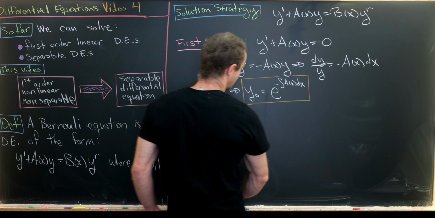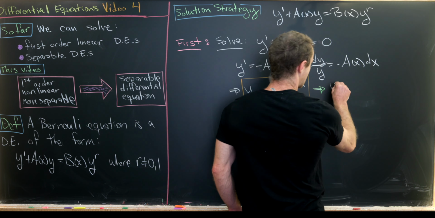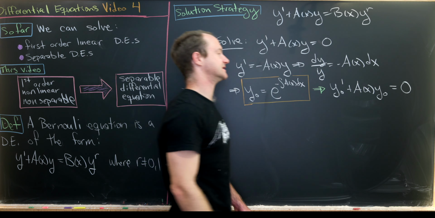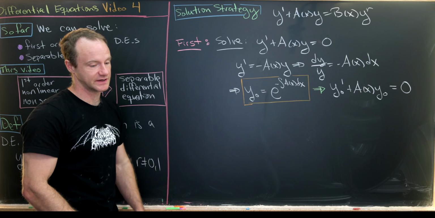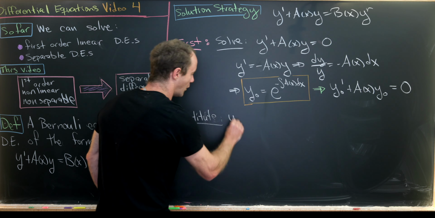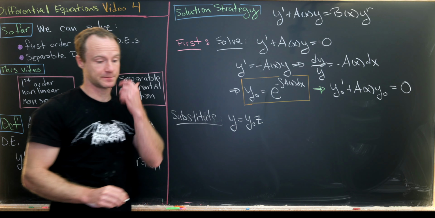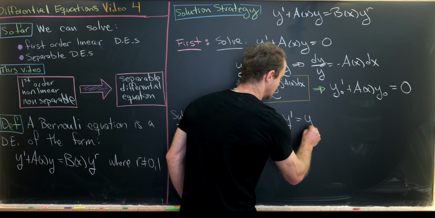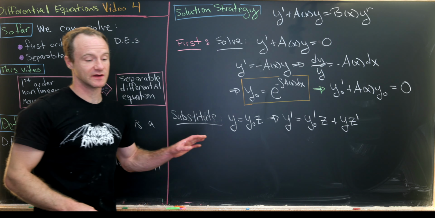Okay, so now let's notice that since y naught is a solution to this equation, that means that y naught prime plus a of x times y naught is equal to 0. And that's really a defining property of this function, and we're going to use that with our calculation. Okay, so now let's make a substitution. So we'll substitute y equals y naught times, I'll call it z. Okay, good. But now let's take the derivative here and notice that y prime is equal to y naught prime times z plus y naught times z prime using the product rule.